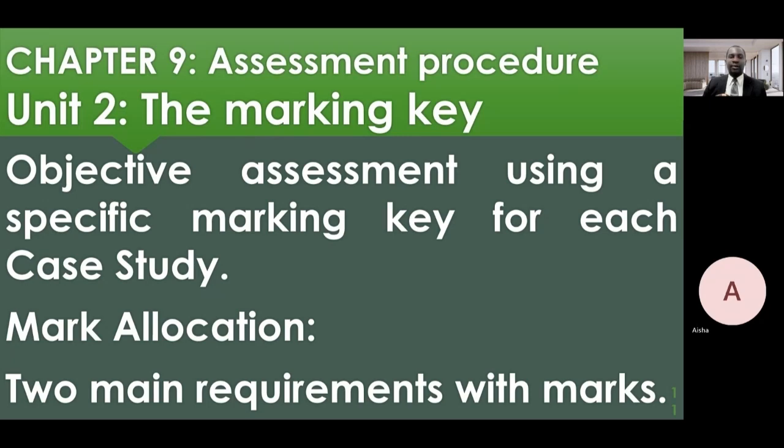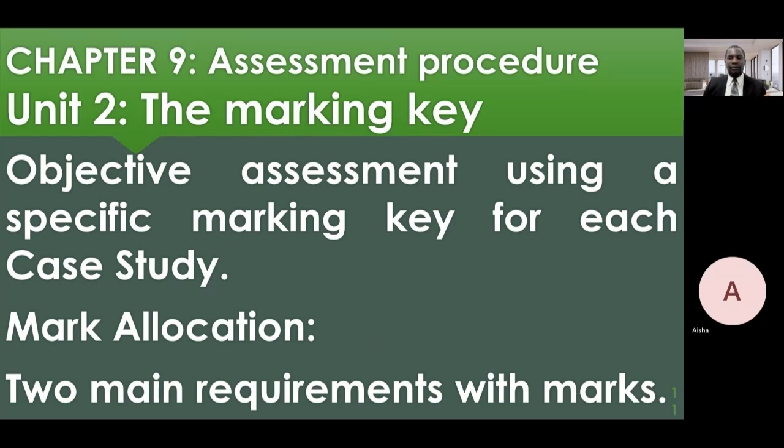You don't get to the door of your house and begin to pray or speak to the door. No, you just bring your key and you open. And that's what case study is about. If you understand the marking key, you'll be able to channel your energy and write towards that direction to be able to earn those marks.